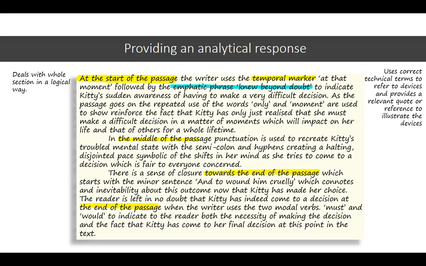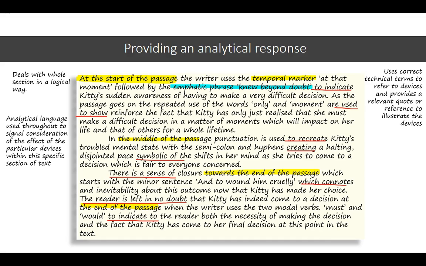The other thing to note is that there is the use of the correct technical terms to refer to the devices, and relevant quotations are provided to illustrate those. In addition, all the way through, everything that's underlined in red are examples of analytical language. They're showing an understanding of the effect. So it's being used to indicate, to show, to recreate. It's creating, it's symbolic of, there is a sense of, which connotes, the reader is left in no doubt. It is used to indicate to the reader. So the use of analytical language as opposed to evaluative language or any other kind of language is good throughout this response.